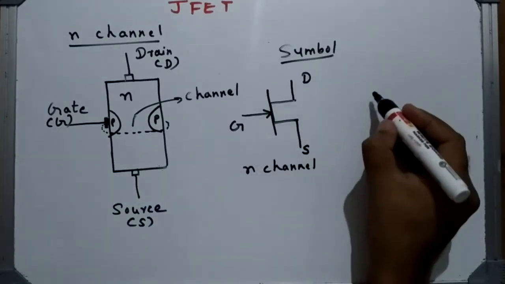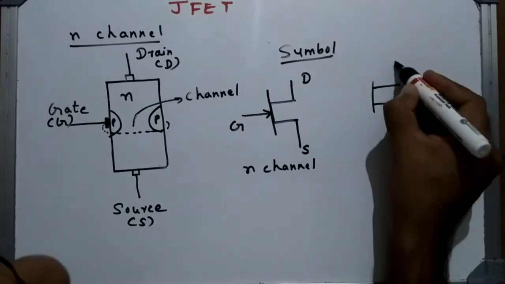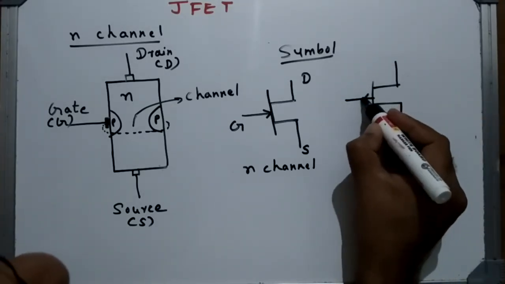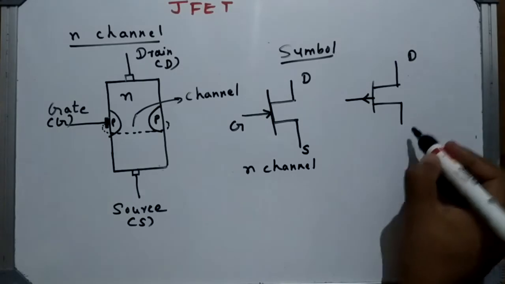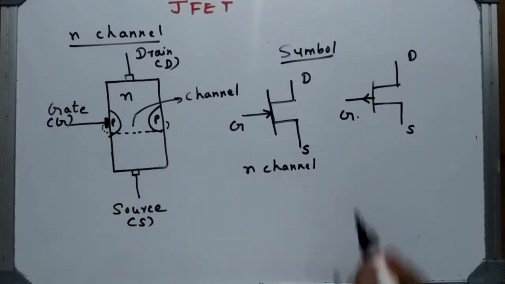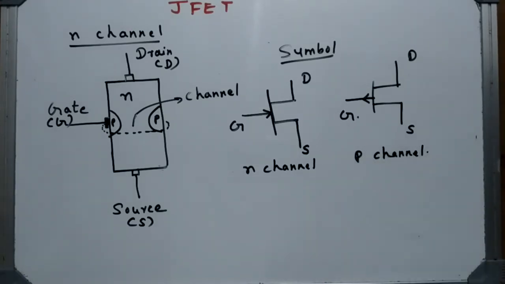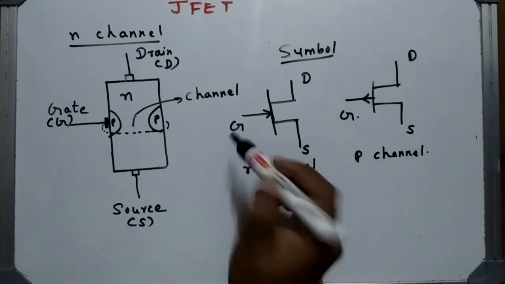Now what is the symbol of a P type JFET? Only the difference is in the direction of the arrow. So this is the drain, this is the source, and this is the gate. So this is a P channel JFET.